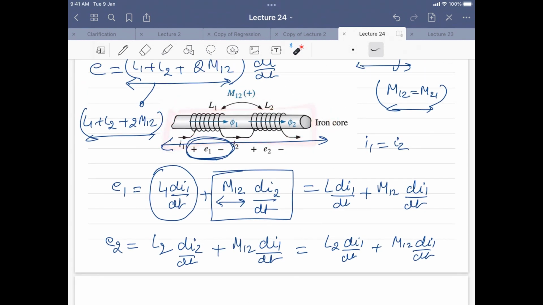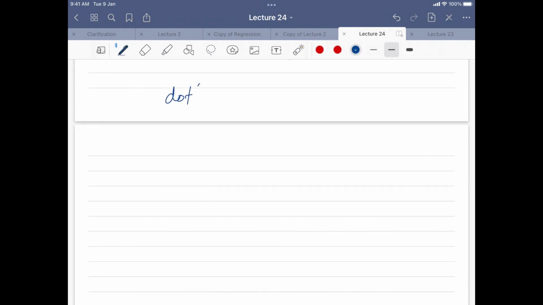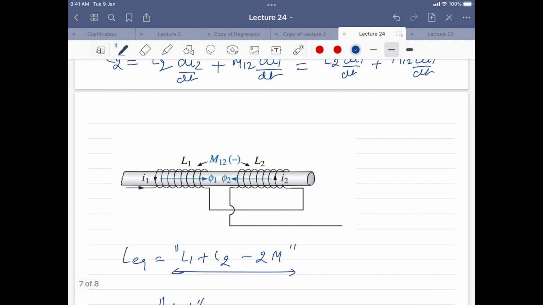So in order to avoid drawing these complex circuits, because it requires detailed diagrams of the fluxes to show whether they are aiding, then you can easily write. But it's too tedious to draw all these diagrams with the details every time. So in order to avoid drawing these complex diagrams always, what we normally do is use the dot convention. If you use this dot convention, then you can easily understand whether the mutual inductance will be positive or negative.